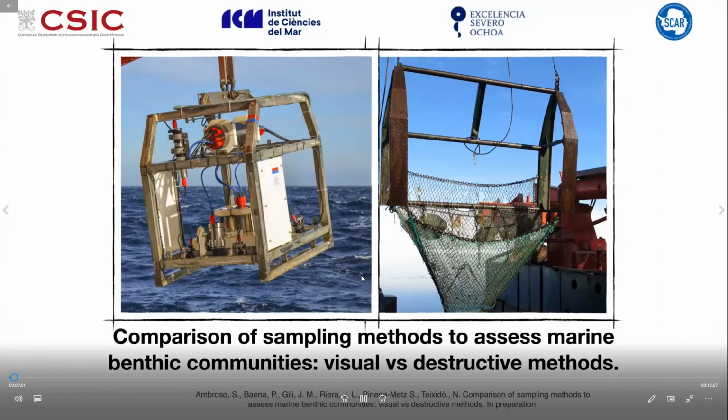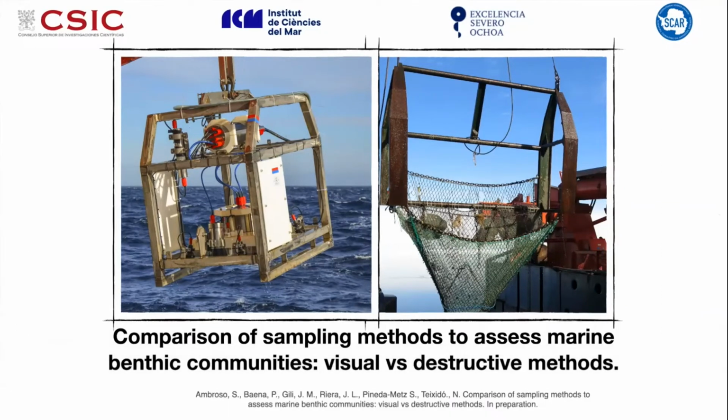So, welcome everybody to my oral communication in this 10th SCAR Open Science Conference. Today we are talking about a comparison between visual and invasive methods to assess the marine benthic communities.